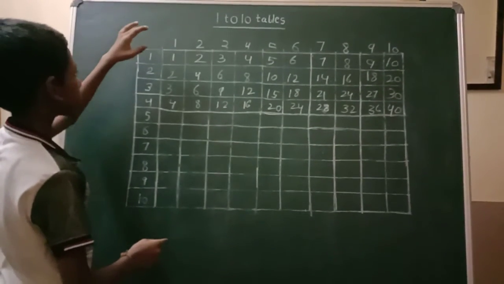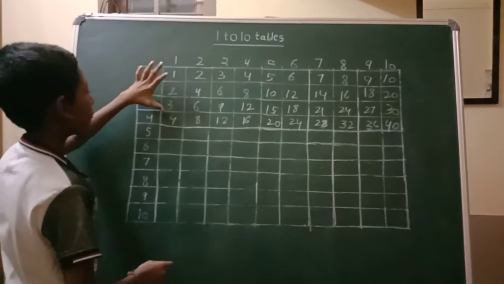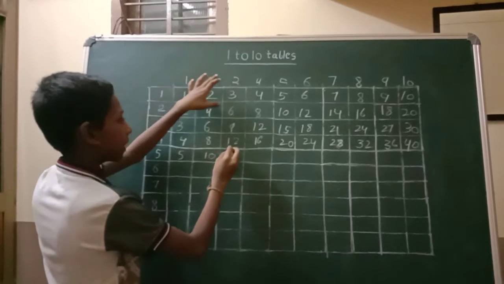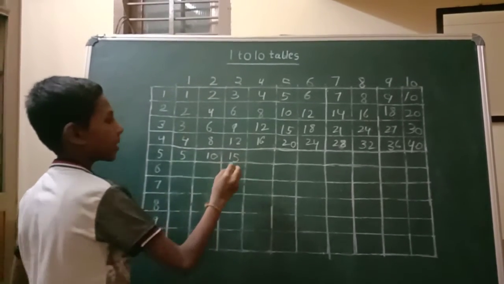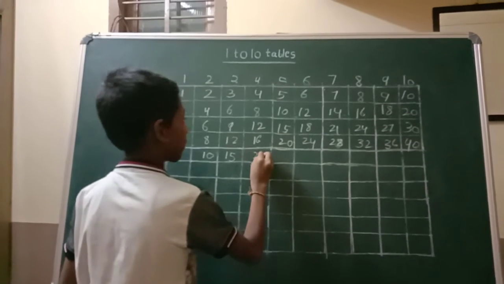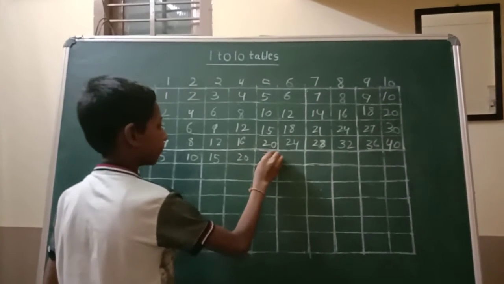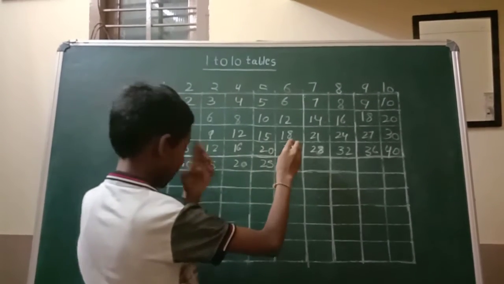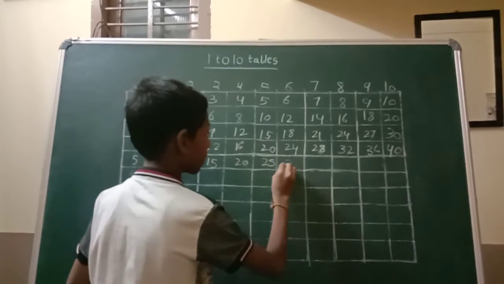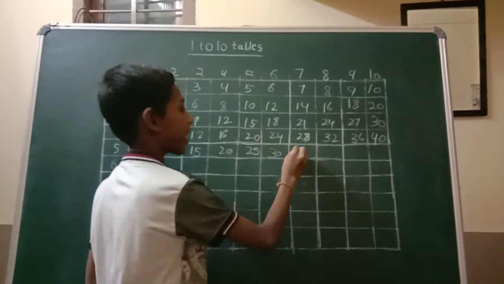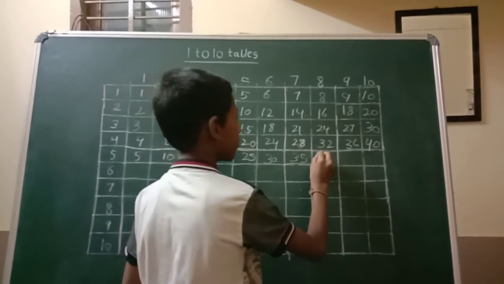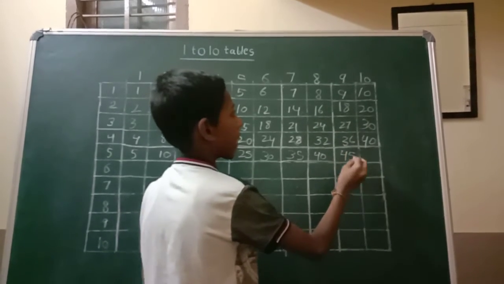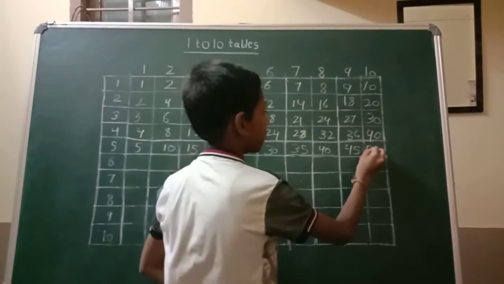We should add heading and table of 4. 1 plus 4, 5. 2 plus 8, 10. 3 plus 12, 15. 4 plus 16, 20. 5 plus 20, 25. 6 plus 24, 30. 7 plus 28, 35. 8 plus 32, 40. 9 plus 36, 45. And last, 10 plus 40, 50.